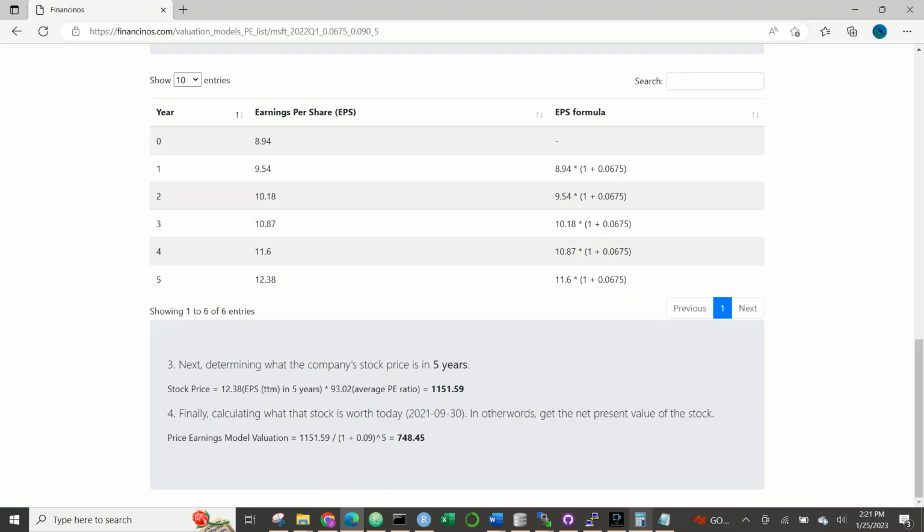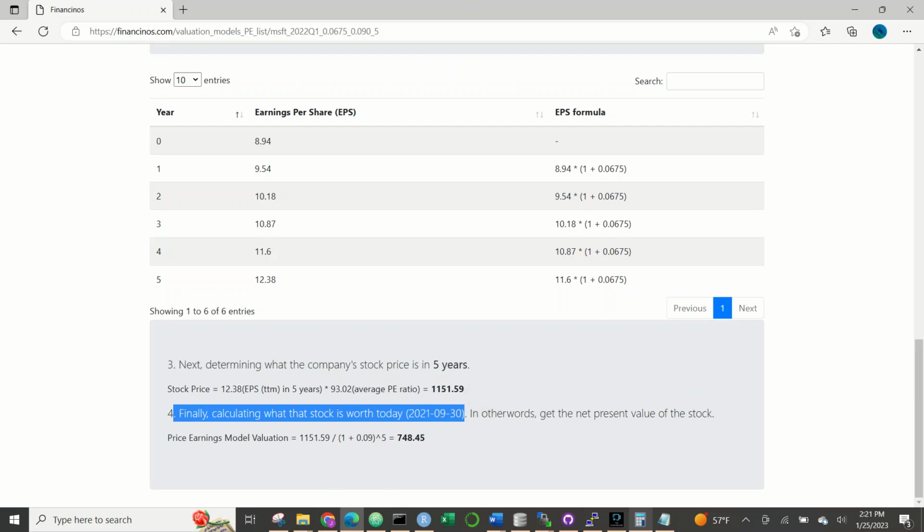We take the earnings per share, trailing 12 months, in 5 years, which was calculated in year 5 on the table for earnings per share. We multiply that by the average PE ratio to get $1,151.59.